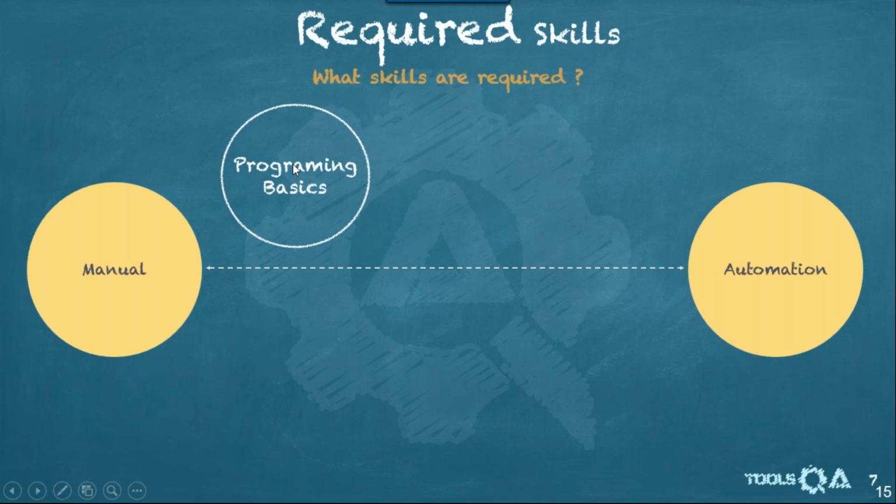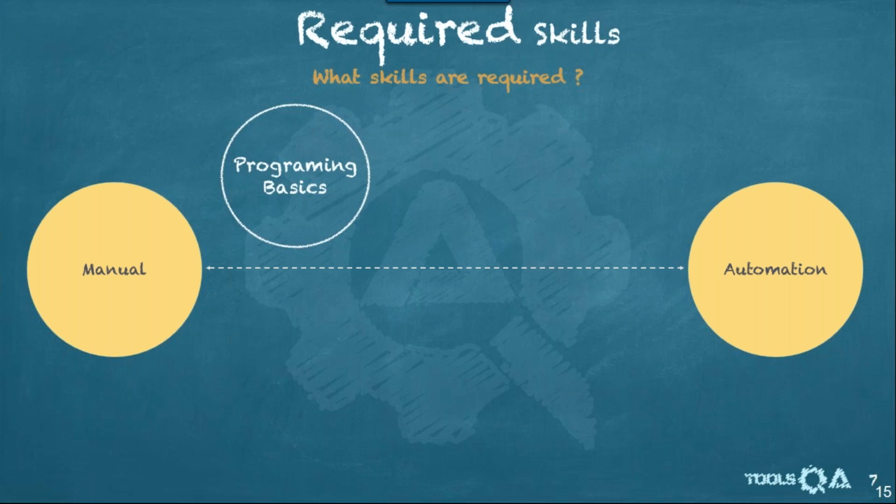The very first thing that you have to understand is the programming basics. Automation testing is programming. Identifying scenarios is manual testing. So if you are able to identify tests, that is called manual testing. If you are able to program those tests into code which can run again and again, that is automation, right? So automation is all about code. So you have to have a good understanding of the programming basics.